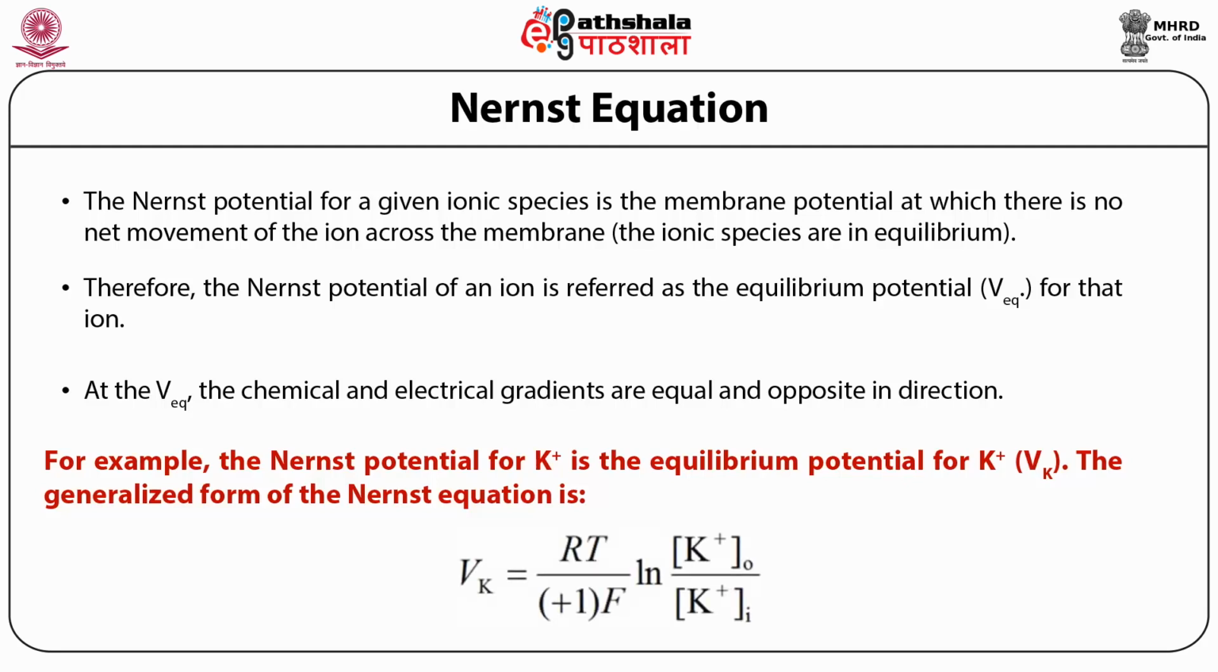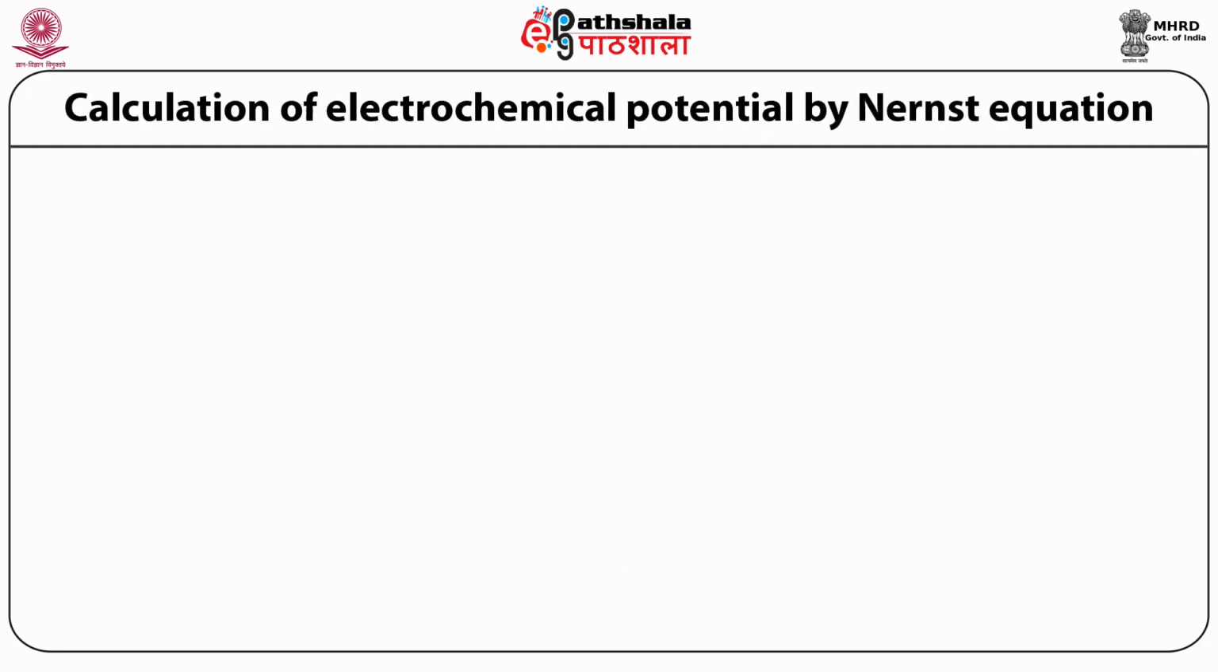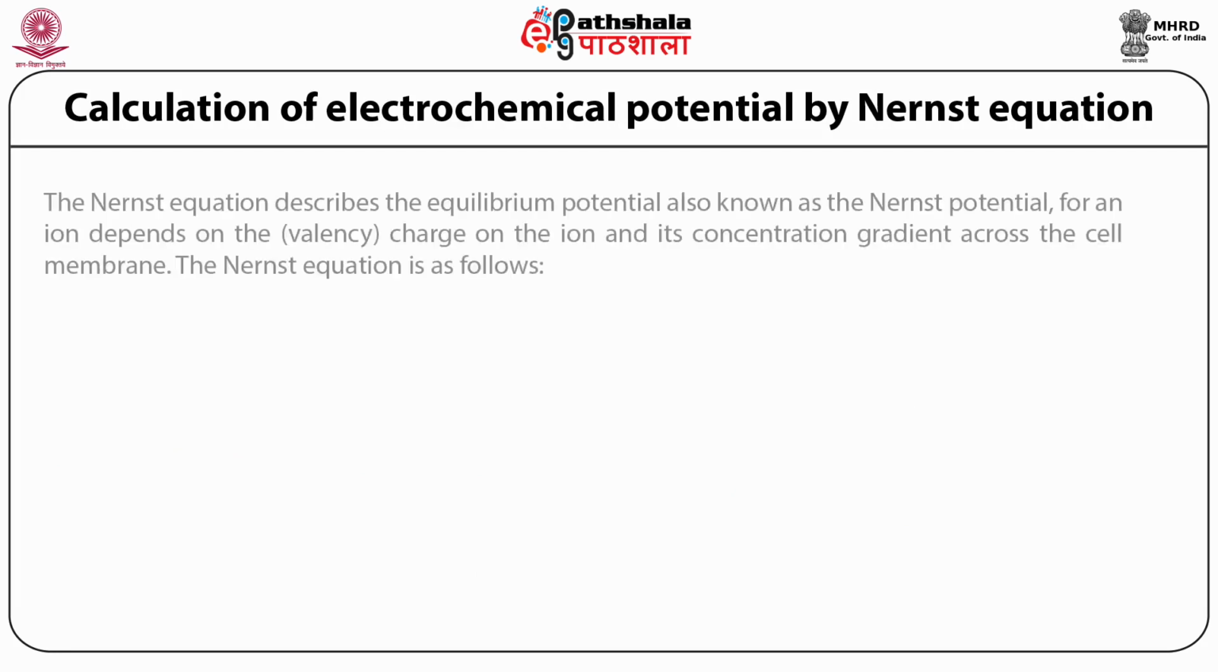The generalized form of the Nernst equation is given below. The electrochemical potential can be calculated by the Nernst equation. The Nernst equation describes the equilibrium potential, also known as Nernst potential, for an ion, which depends on the valency or charge on the ion and its concentration gradient across the cell membrane. The Nernst equation is as follows.